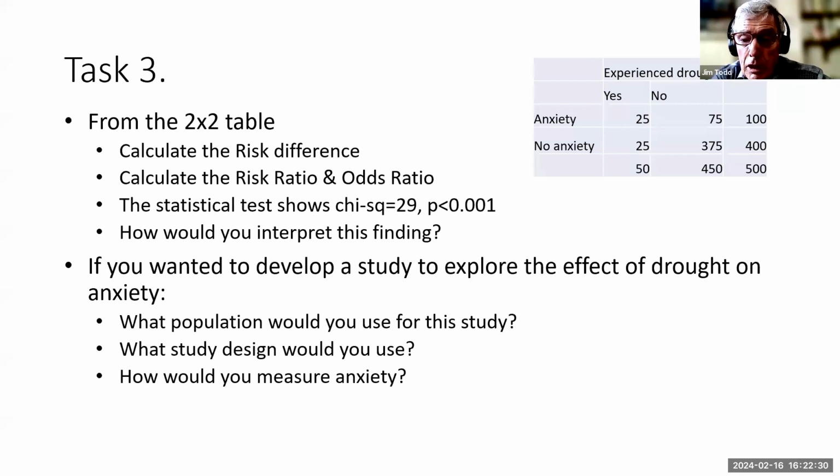Odds ratios have a range. An odds ratio has to be positive. The odds ratio of 1 is the null hypothesis. Odds ratios of less than 1 represent smaller odds of the outcome in the exposed compared to the unexposed. Odds ratios greater than 1 represent larger odds of the outcome in those who are exposed compared to those who are unexposed. All of the odds ratios are positive. You can't have a negative odds ratio.